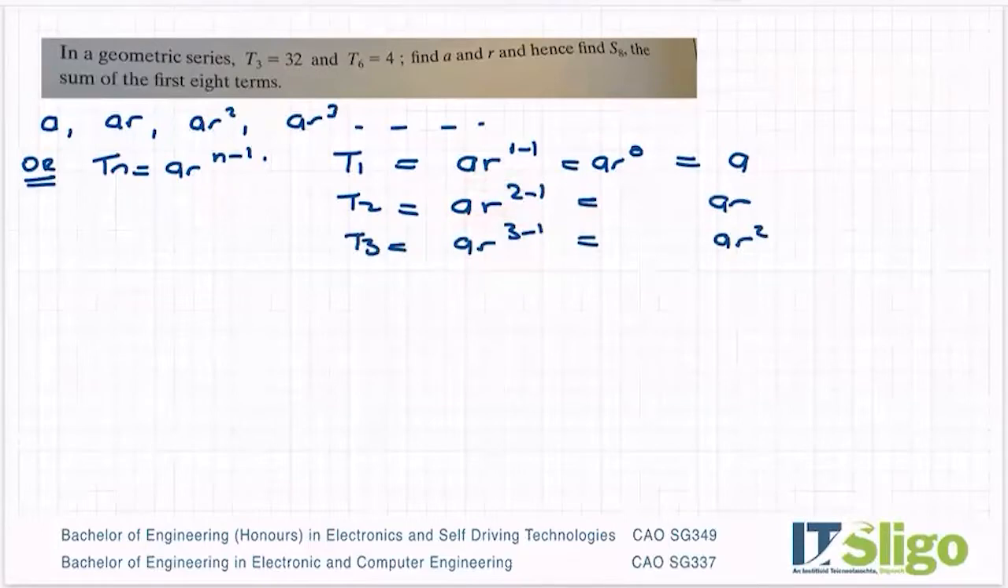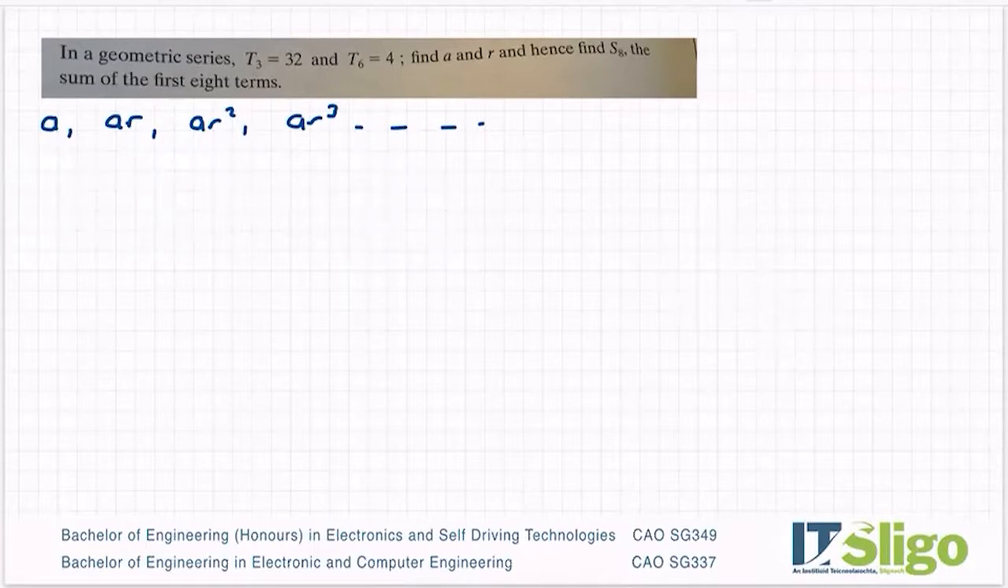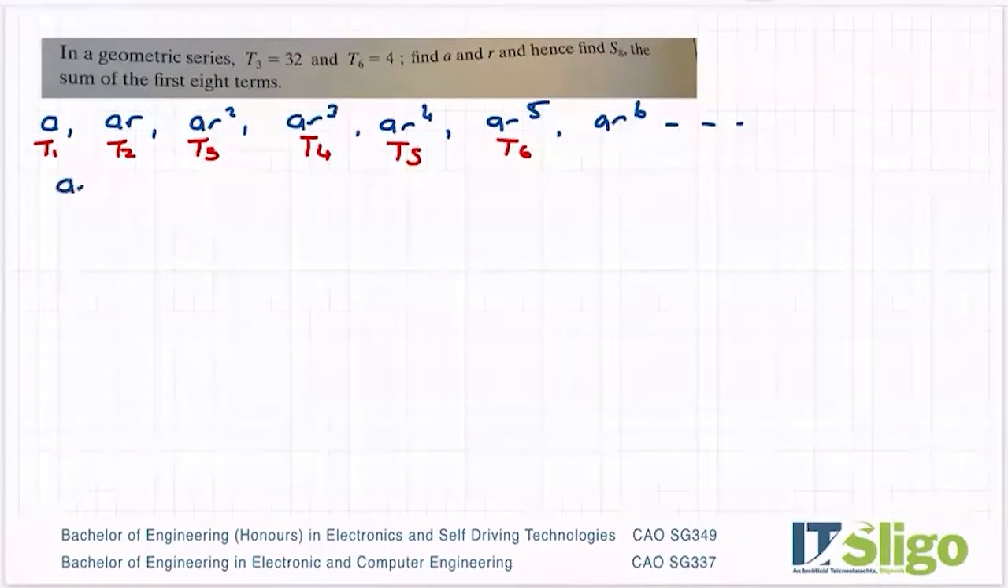Okay, so I am going to just backtrack to the general form. So T3 is equal to 32. So that's T1, T2, T3, T4. I should have kept going to T6: AR4, AR5, AR6, and so on and so forth. So that's T5, that's T6. Okay, so I have T3 in the question. So now I know that AR squared is equal to 32. And I know that T6, AR5, is equal to 4.